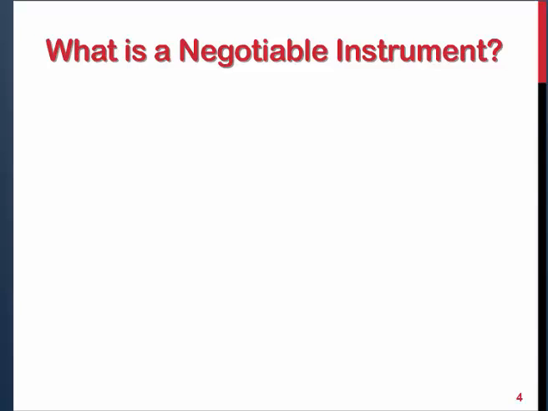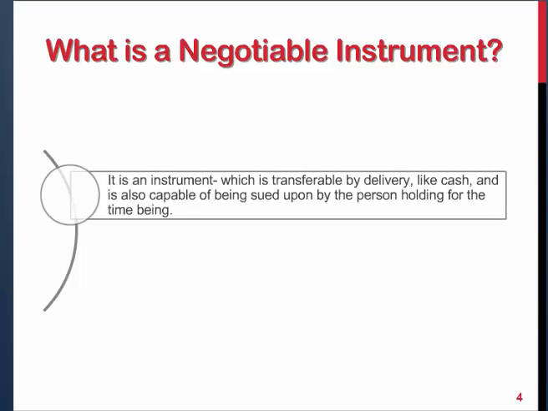What is a negotiable instrument? It is an instrument which is transferable by delivery like cash and is also capable of being sued upon by the person holding it for the time being. The property in such an instrument passes to a bona fide transferee for value.